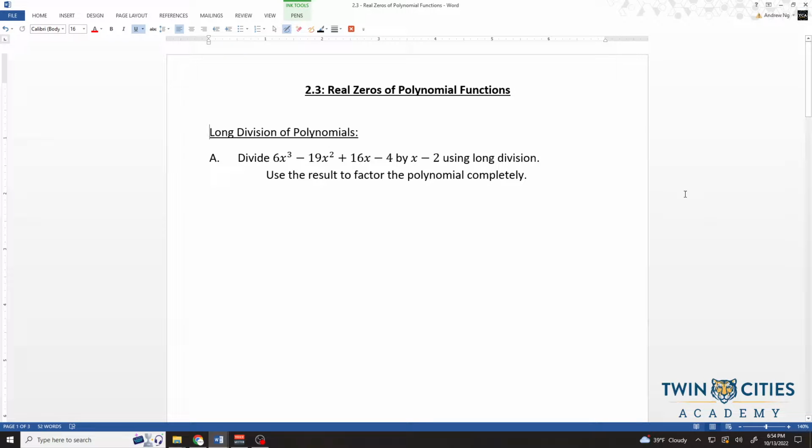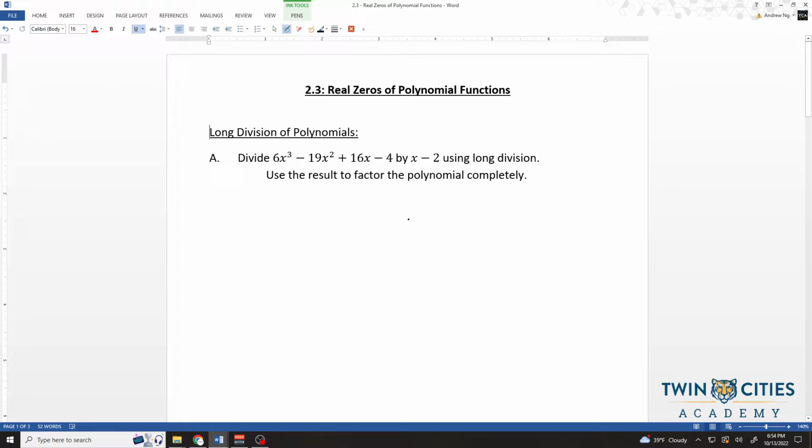Today we're going to find real zeros of polynomial functions. We're going to do this through two different methods. The first is long division, and the second is going to be synthetic division, also looking at what's called the remainder theorem. So let's begin with long division.